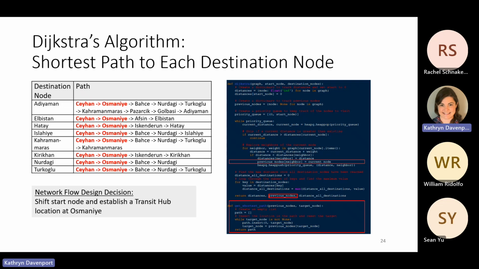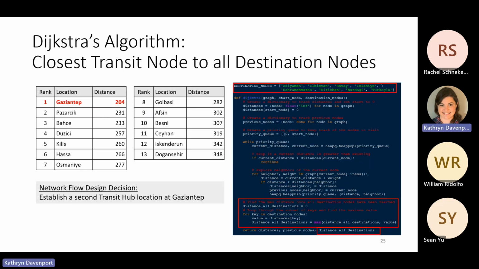So I made the decision to transfer the start node to Osmany and place one of the two transportation hubs at Osmany. I then wanted to understand what the best location would be for a second hub location. And I identified that location by calculating which of the transit nodes had the shortest path distance to reach all of the destination nodes. Gaziantep had the shortest distance, so I selected that as the second transit hub.